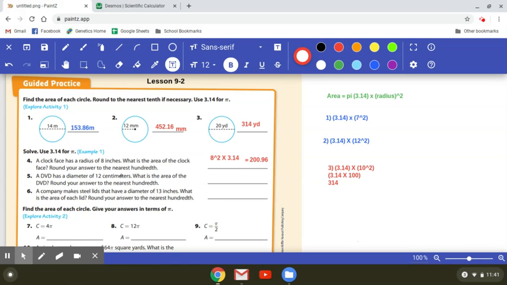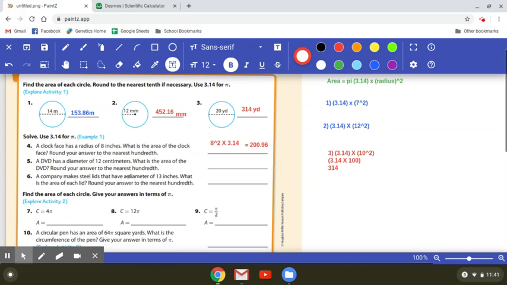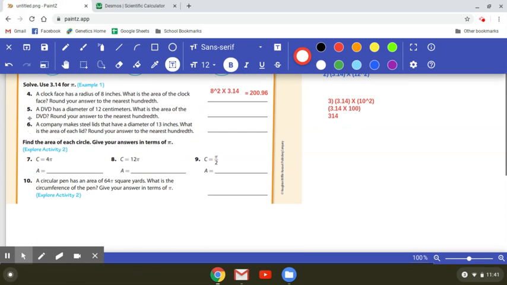All right, I'm going to leave 5 and 6 for you to do, but just take note that the diameter, so you're going to need to divide that in half, and this is also a diameter, so divide it in half. All right, let's explore. Let's do one of these so you know how to do them.